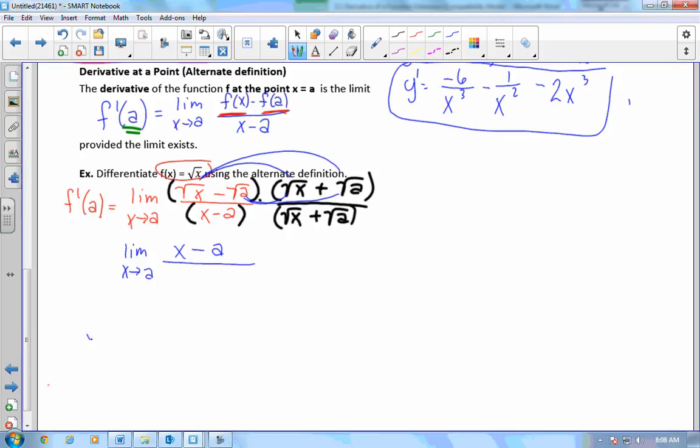Versus this one, x times root x is x root x. X times root a is a positive x root a. Okay, now we get right here, multiply those two. Except that's an a. Yeah, negative a root x. What about here? Good. Okay, now what?